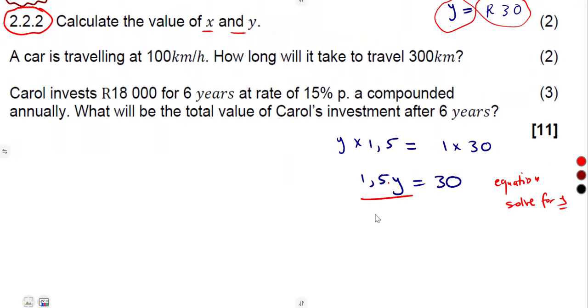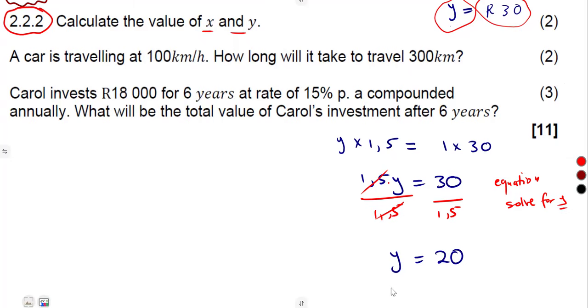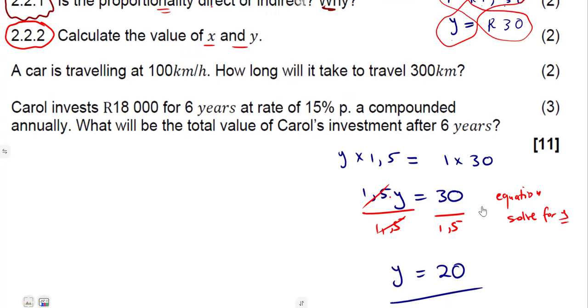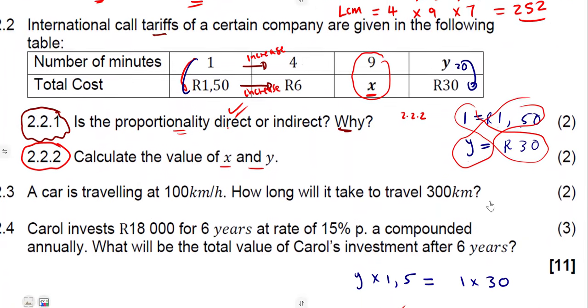So you simply have to divide. This is a product, so you divide to get rid of 1,5. So y is equal to 30 divided by what? 30 divided by 1,5, that's 20. So y is equal to what? Y is equal to 20 here. All right, so that is it.